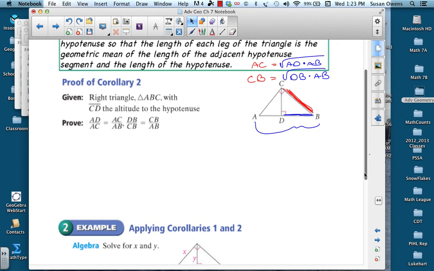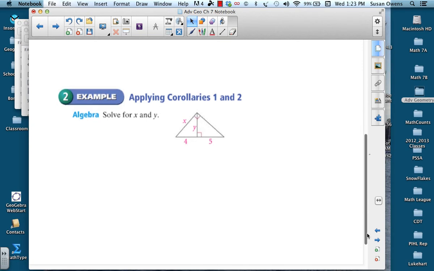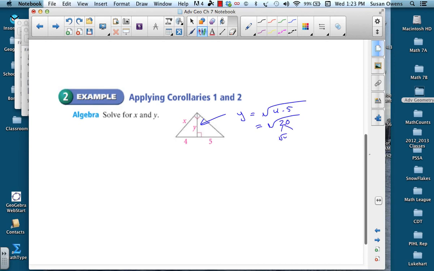And this is another one we can prove. So if I have a picture down here and I want to solve for x and y, first one, I think y is the easiest to solve for, but it doesn't matter. For this one, y is the geometric mean of the two pieces. So 4 times 5, so it's equal to the square root of 20. There's a 4 in there, so square root of 4 and square root of 5. So this is 2 root 5.